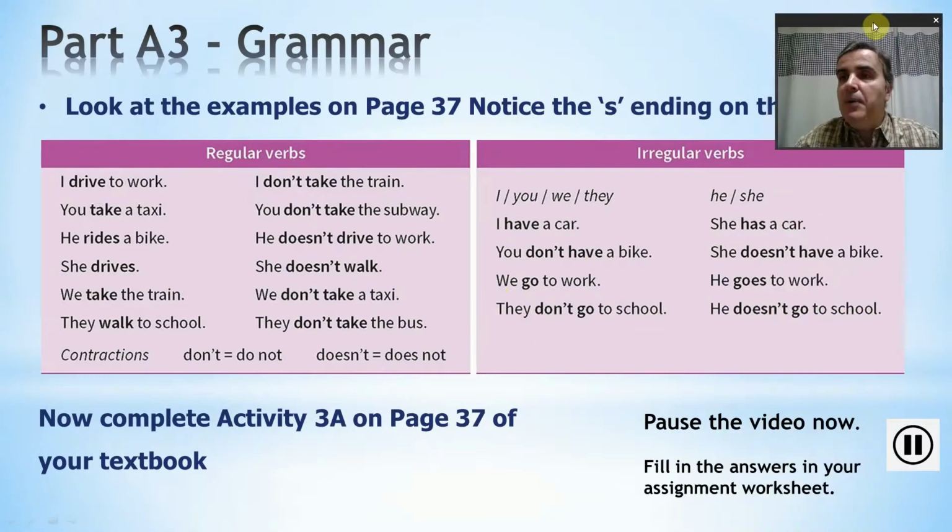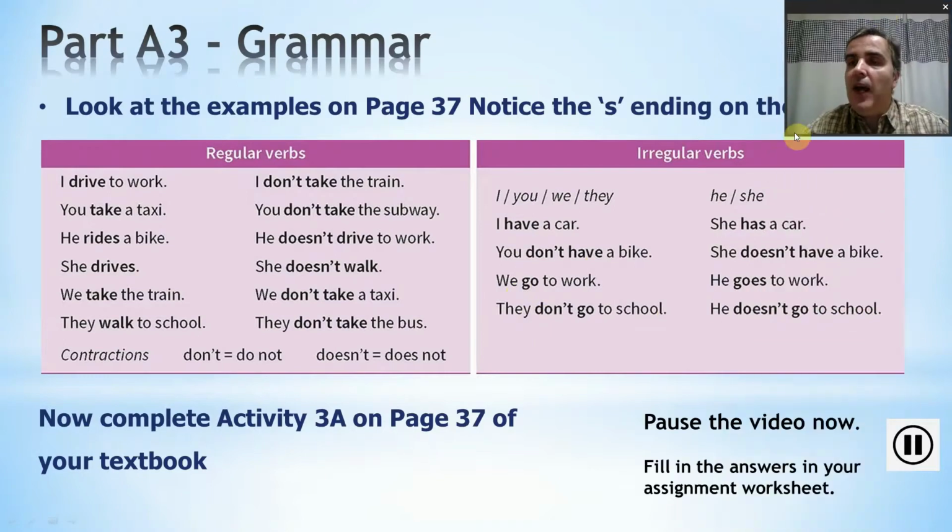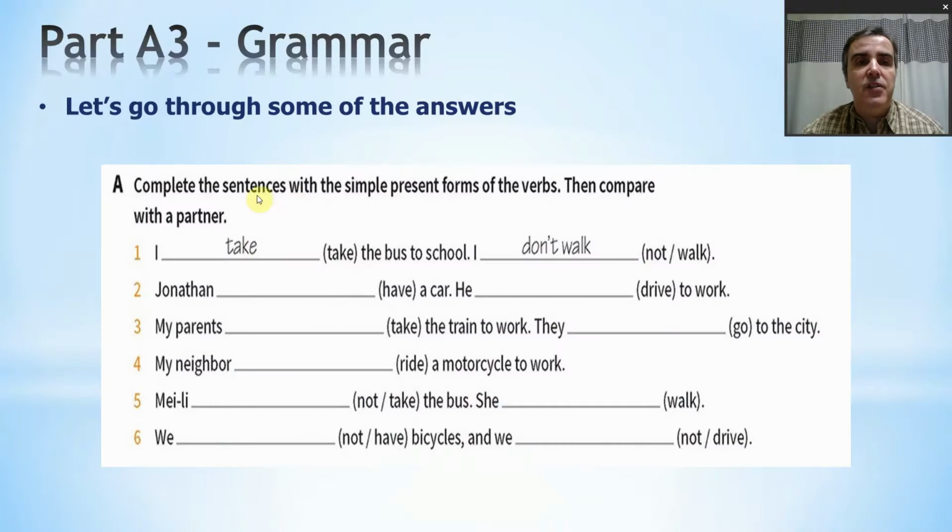So these examples are quite useful to help you see the difference of when we use the normal verb and when we use the S ending verb. So what I would like you to do now is pause the video and look on page 37 of your textbook. We have 6 different examples.